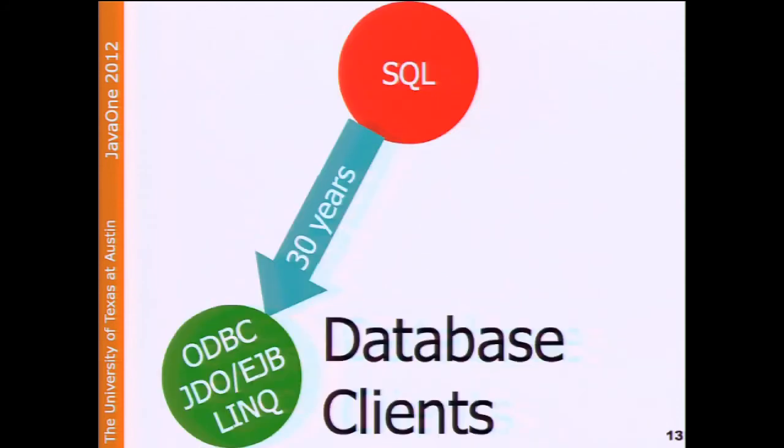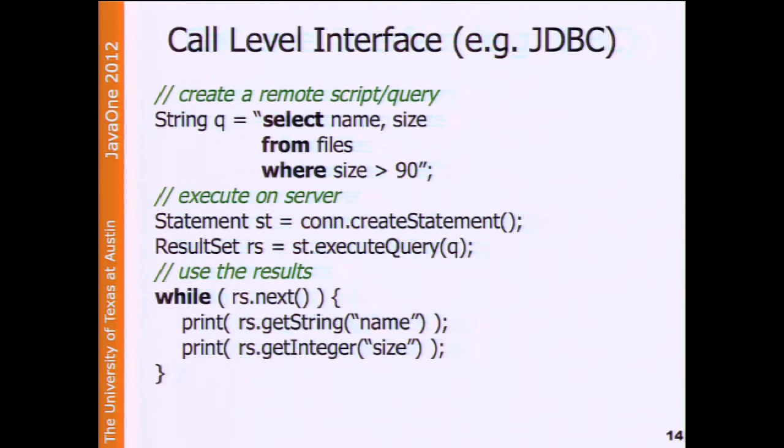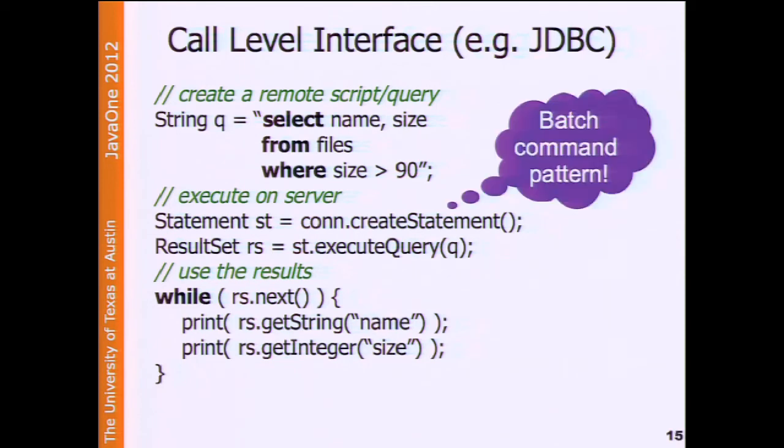Okay, so let's talk about the SQL angle. Again, we had SQL, and then we created all these clients. And here, everybody see this? This is the batch script pattern, right? This is simple JDBC. Select some files, execute it, decode the results. That's the batch command pattern I was telling you about.